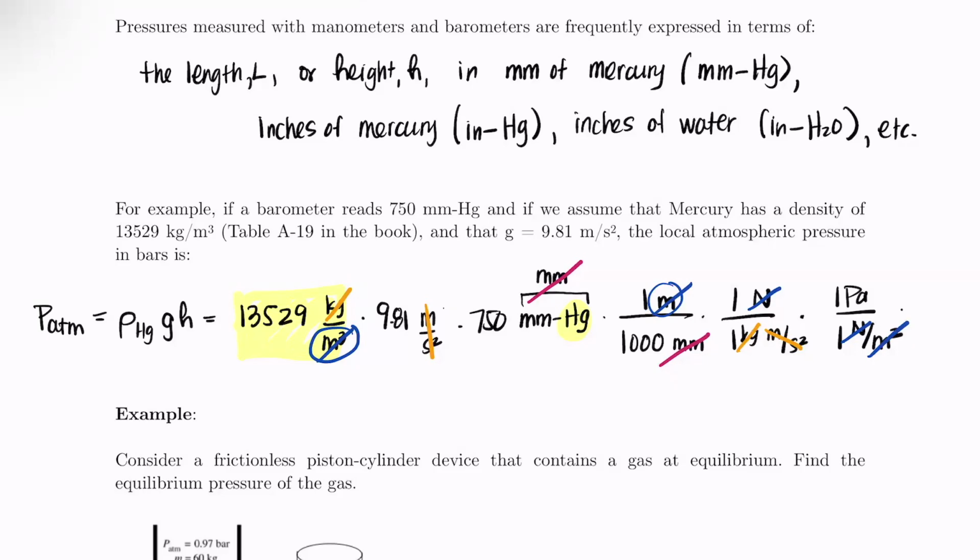And then last but not least, we want this in bar. So we have that there are 10 to the 5th pascals for every bar. All right, so that gets rid of the pascals, and now our only remaining unit is bar. Does that make sense to everybody? Okay, cool. And so when you do this calculation, you get 0.995 bar.